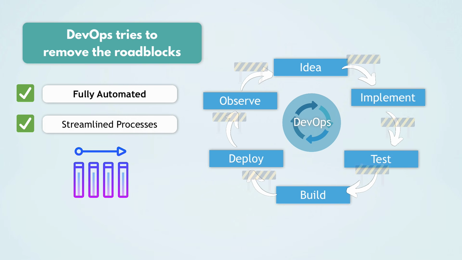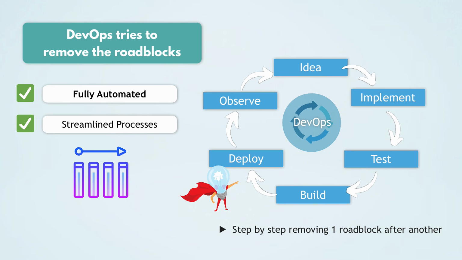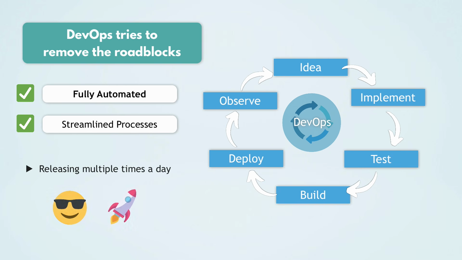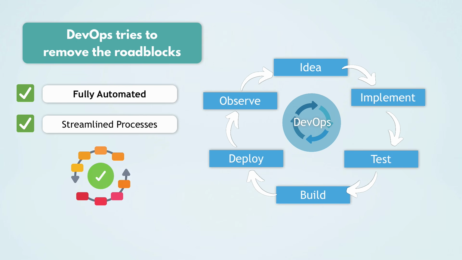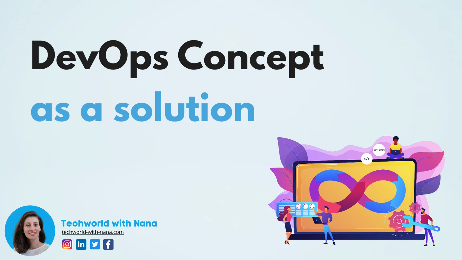And this can be done step by step, removing one roadblock at a time until you have a fully optimized and automated DevOps process that makes your application release super easy. There are many companies who have optimized the process to the level that they can release multiple times a day. Of course, not every project needs multiple releases a day, but having this kind of streamlined release process is obviously beneficial for everyone. So how does DevOps help achieve this and solve all these challenges?